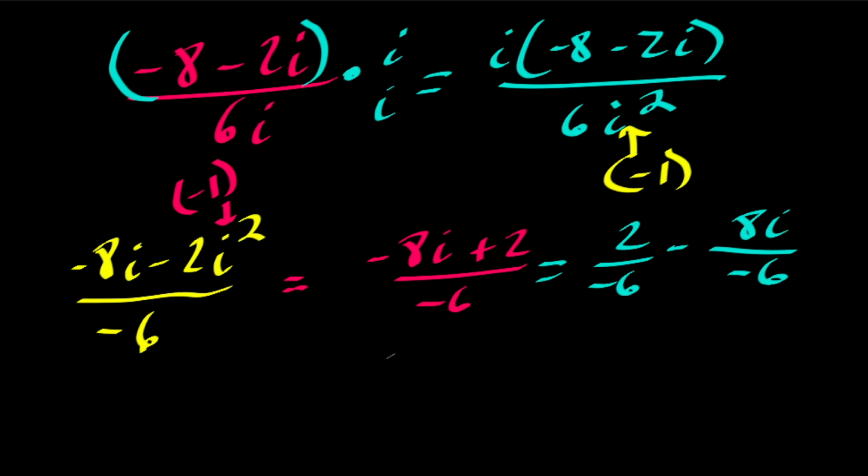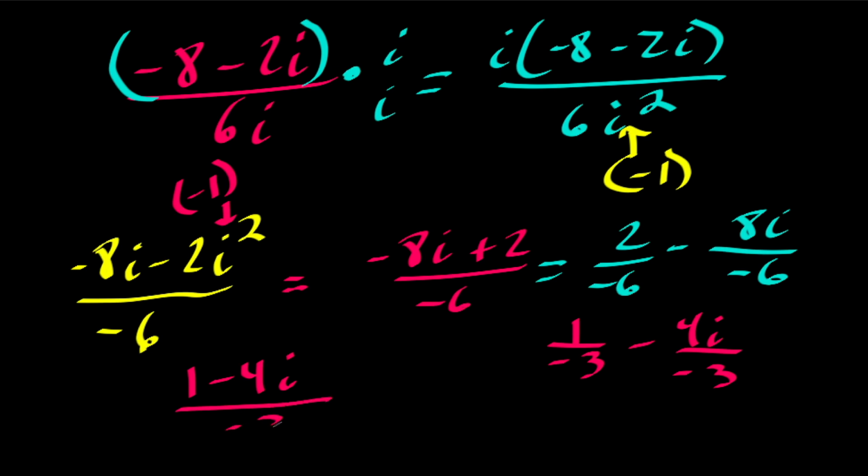So now we can say 2 over negative 6 is going to give me 1 over negative 3, minus 8i over negative 6 is going to give me 4i over negative 3. So now I can rewrite that all together. I can say 1 minus 4i over negative 3. And that would be my final answer.